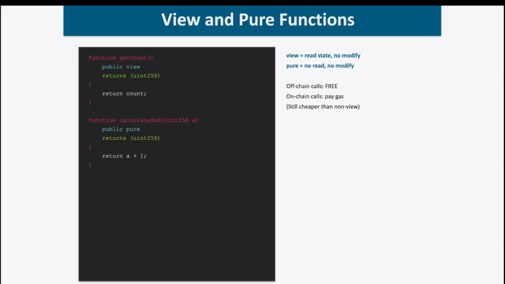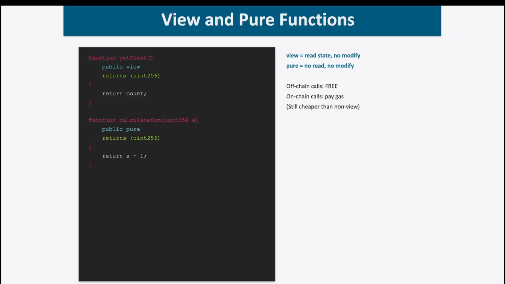View and pure functions. There are two special function modifiers that change how gas is calculated: view and pure. A view function reads state but doesn't modify it. The function getCount just returns the current count. It reads from the count variable and returns it, no modifications. A pure function doesn't even read state. It takes inputs and produces outputs with no side effects. Here, the add function takes in the parameter and adds 1 to it, and then returns the result. No state access at all.